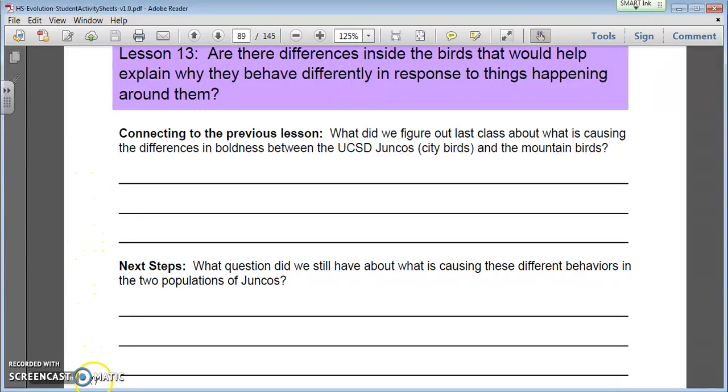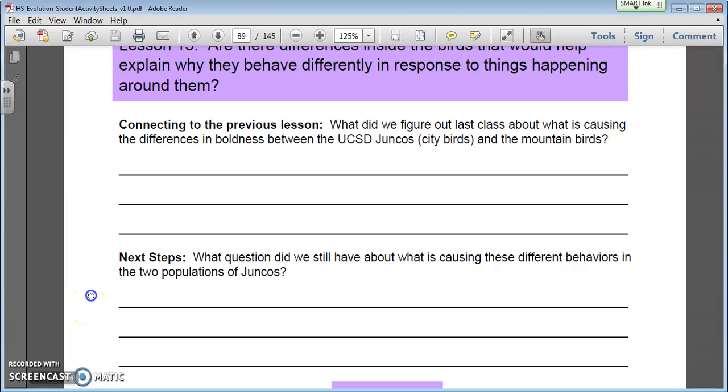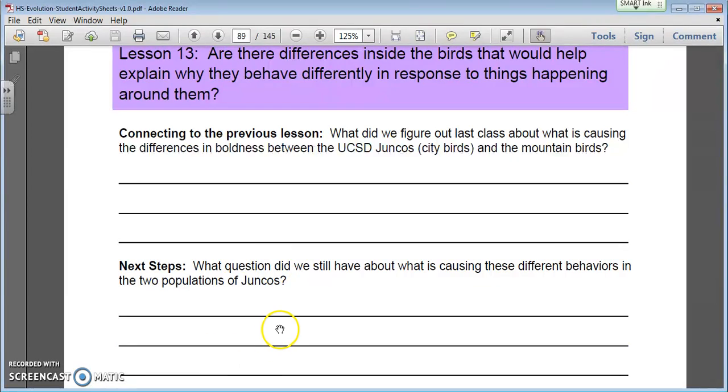An important question that a lot of students came up with was, is there a chemical difference in the juncos that caused them to behave differently? We saw that happen in our bees study. We saw there was a chemical difference in the bees. So maybe there's a chemical difference in the juncos.